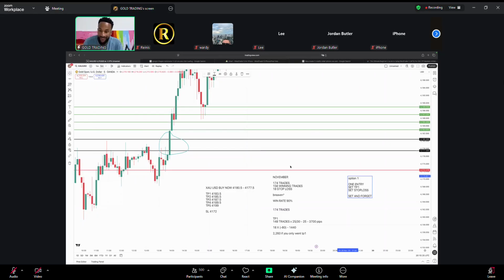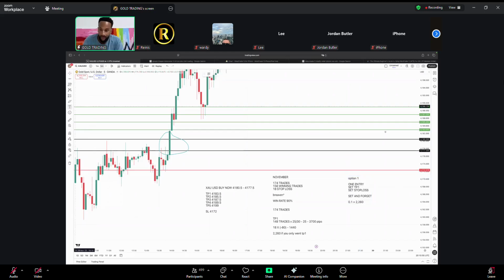Now, if you did a 0.1, okay, which is £1 per pip, you would have made £2,260. Would anyone be upset, annoyed, or negative with an additional £2,260 a month by simply setting and forgetting? This is only going for take profit one.